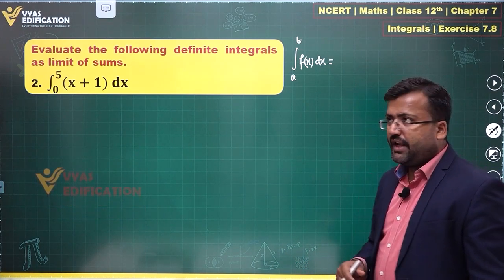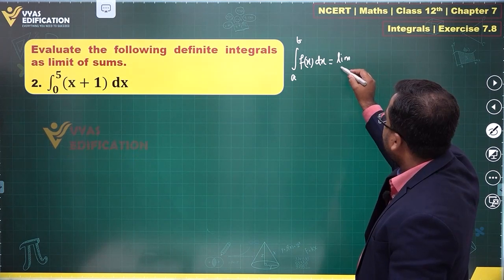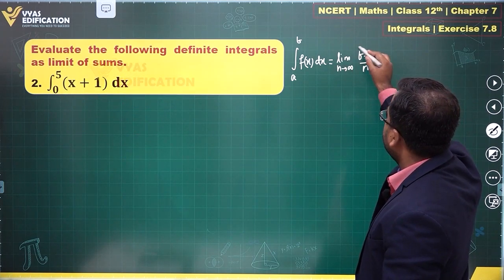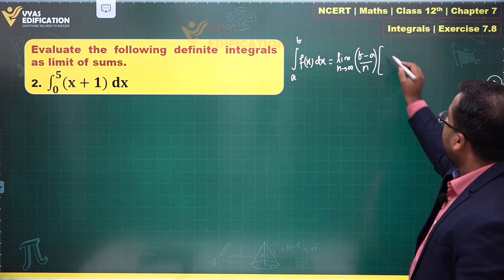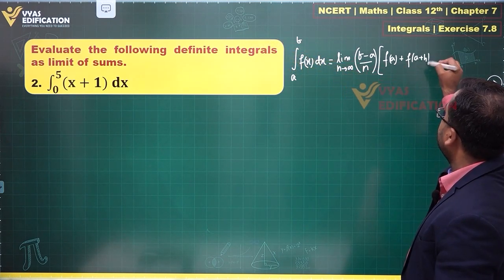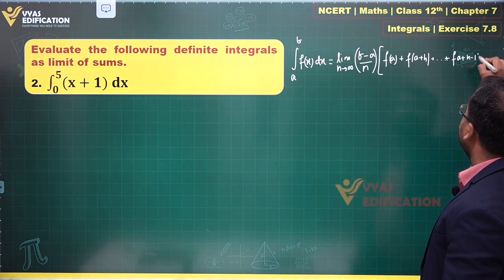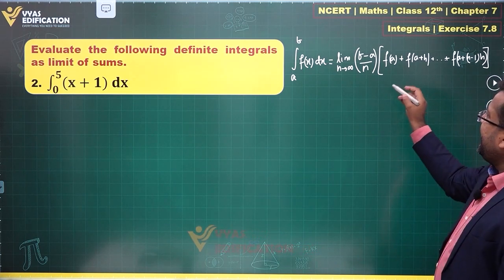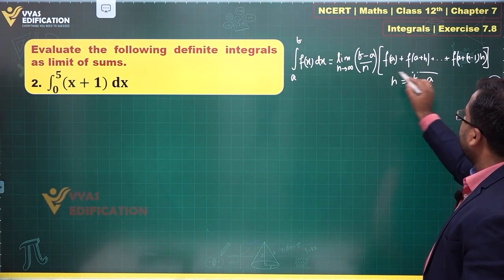The version that I would like you to remember is this: the limit as n tends to infinity of (b minus a) upon n, and in the brackets we have f(a) plus f(a plus h) plus dot dot dot f(a plus (n minus 1)h). This is what we are interested in. Here h is equal to (b minus a) upon n.